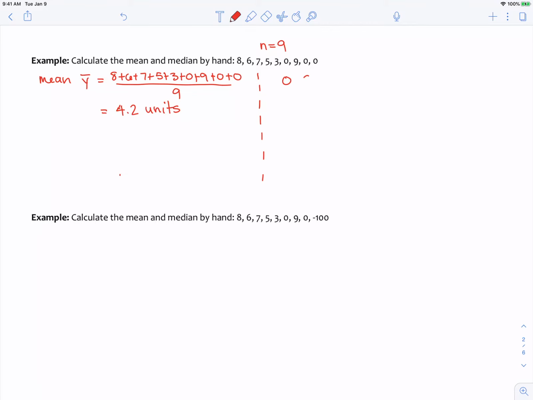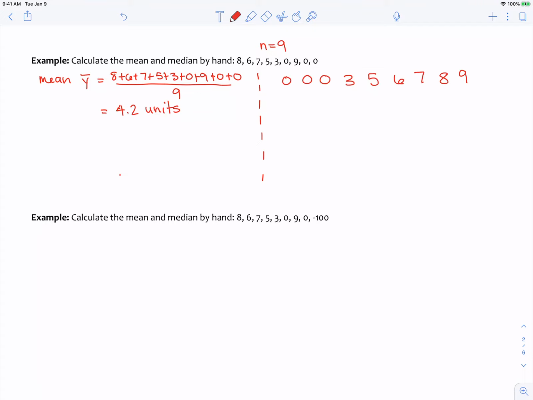So the zeros are going to come first: 0, 0, 0, 3, 5, 6, 7, 8, 9 is our data set. We'll only be doing these calculations by hand with very small data sets, so it's easier just to put your fingers on either of the end values and work your way in one by one to find the middle.